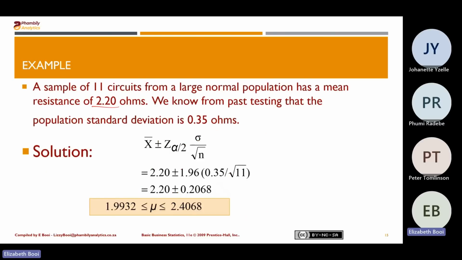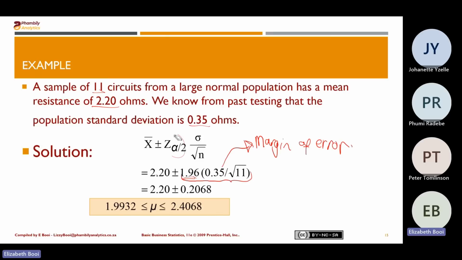Our mean is 2.20. Our critical value, we found it, it was 1.96. Our population standard deviation is 0.35, divided by the square root of 11, because it's divided by the square root of n. And you can calculate the left or the right-hand side. And when we calculate this right-hand side, this whole formula, we are calculating what we call the margin of error.